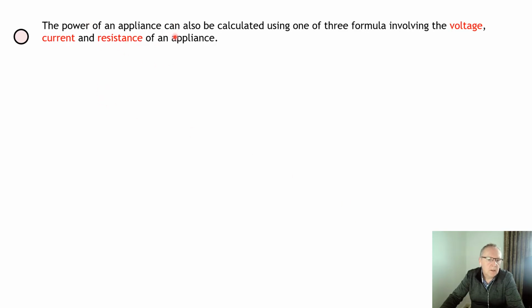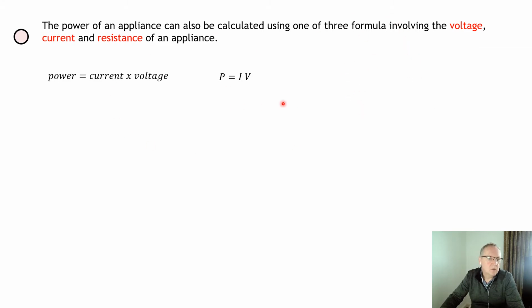So the formula we've just been doing, power equals energy over time, is the general power equation. It works with mechanical energy, like kinetic energy and potential energy, as well. But the next three equations we're going to learn about are to do specifically with electrical power, and they involve voltage, current, and resistance of an appliance, or two of the three in each equation, as you're going to see.